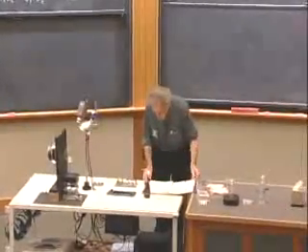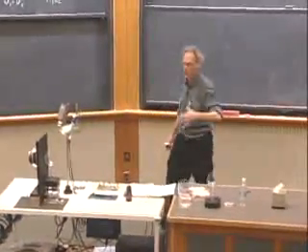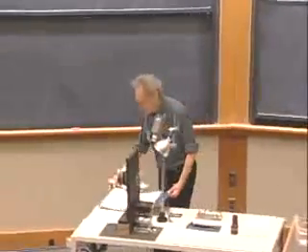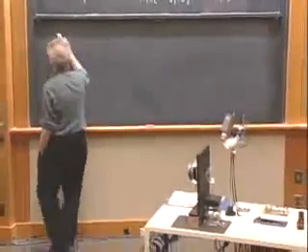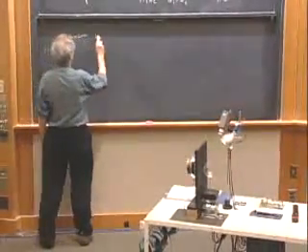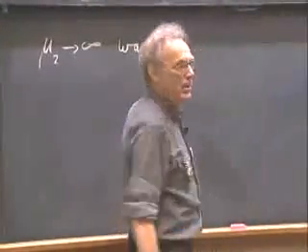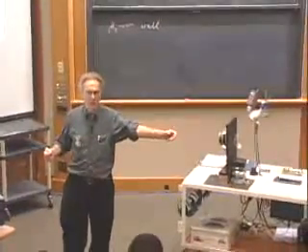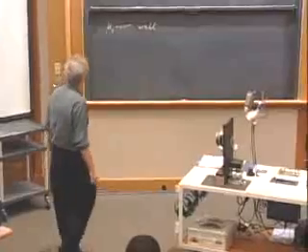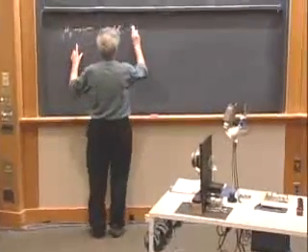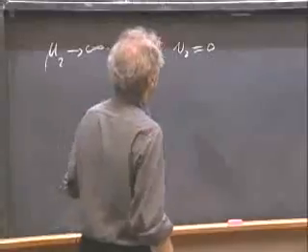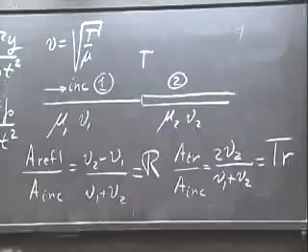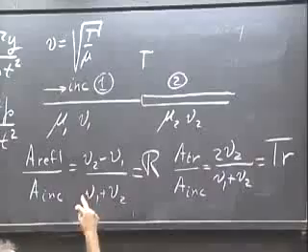And when we had done that, I put in some simple test cases where our intuition is very good. The first thing I did was I said, suppose mu2 is infinitely high. In other words, that medium 2 is a wall. That means the string number 1 cannot move, it's fixed at the end. So that means v2 is 0. And we go to this equation and we find that R equals minus 1. v2 is 0, you get minus v1 over v1.